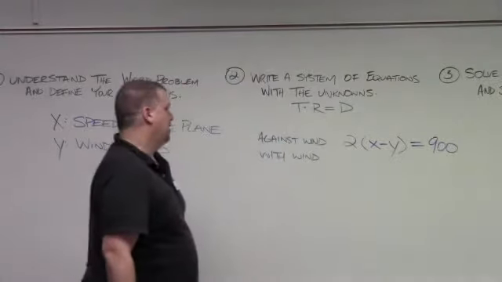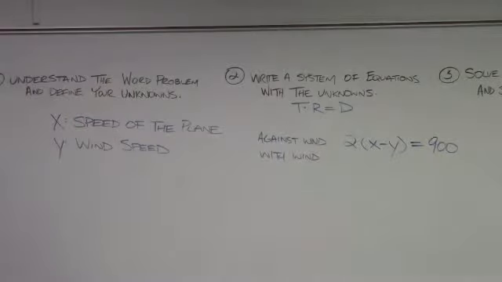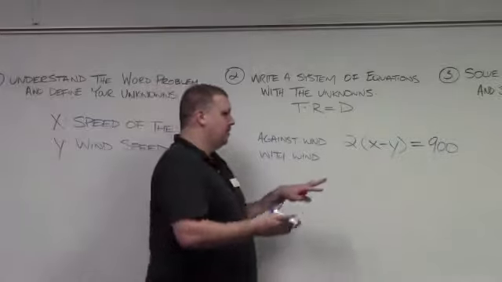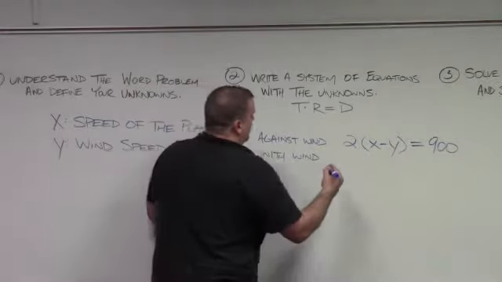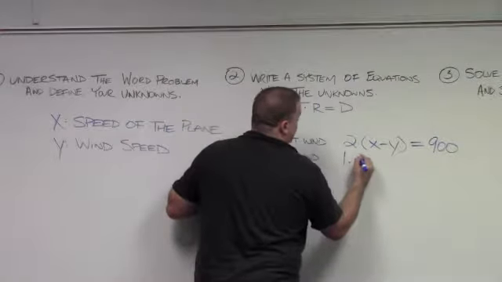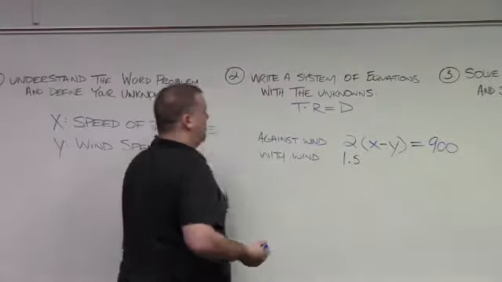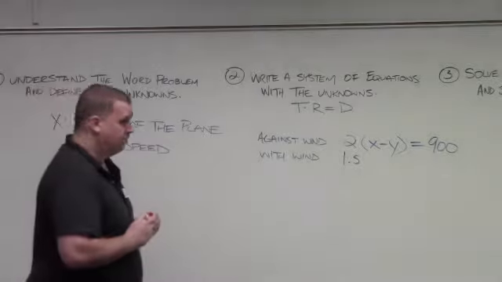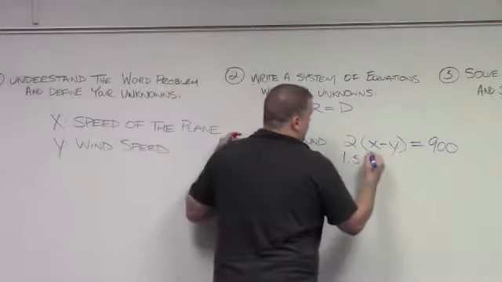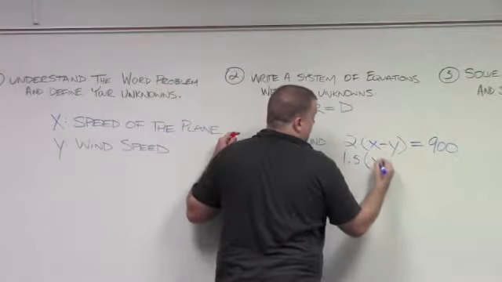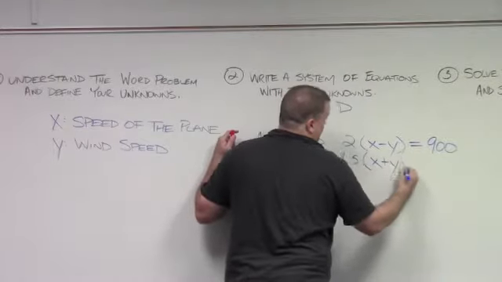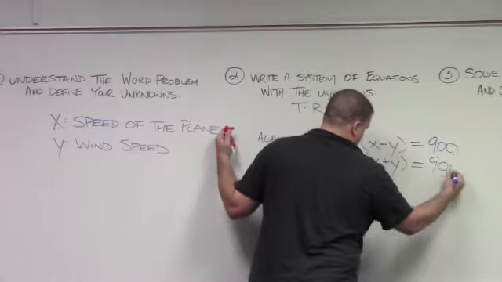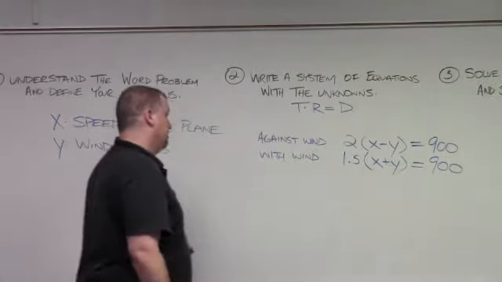So going with the wind, how long did it take? 1 1/2. My suggestion is kind of go away from the mixed number and write it as 1.5. The 1.5 is going to be easier to deal with. And if we're going with the wind, that means the wind speed is actually making the plane go faster. So you're going to add the wind speed to the plane speed. And that trip was also 900 miles.